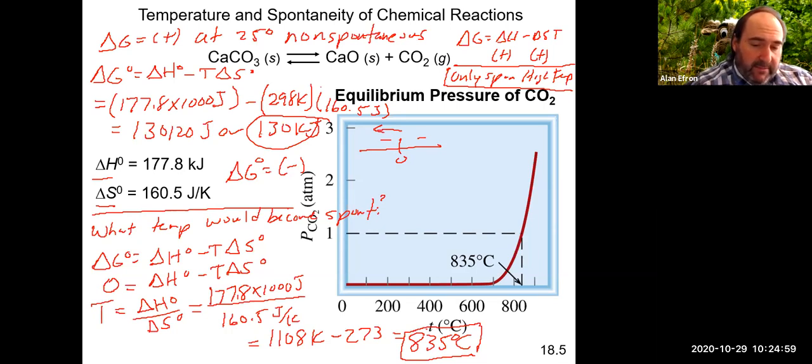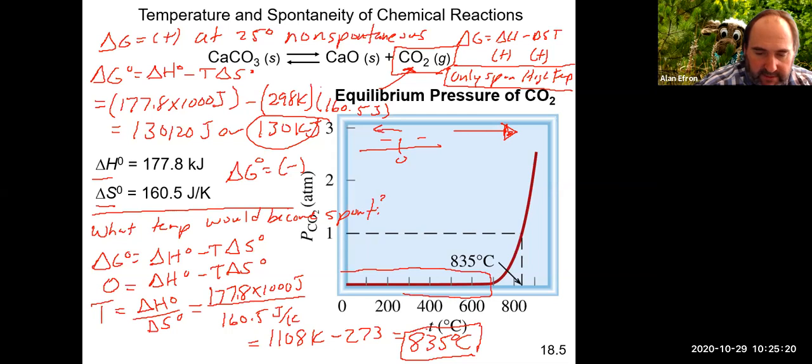So this graph is the pressure of CO2. And because CO2 is the only gas present, and it is a product, in order for it to have pressure, we would have to produce it, which means this reaction would have to happen, or sort of happen to our product side. And we see it's pretty much nothing happening here in terms of the pressure, but we do start to see, at 835 degrees Celsius, pressure there. And again, that's when this reaction would turn spontaneous.